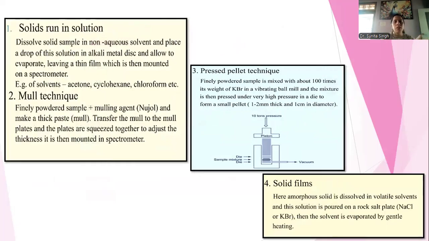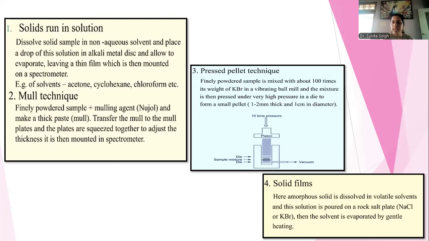In solids run in solution, we dissolve the desired solid sample in a non-aqueous solvent and place a drop of this solution on an alkali metal disc and allow it to evaporate, leaving a thin film which is then mounted on a spectrometer. In the mull technique, the finely powdered sample is added with a mulling agent like Nujol to make a thick paste. We transfer the mull to the plates, and the plates are squeezed together to adjust the thickness. It is then mounted in the spectrometer.